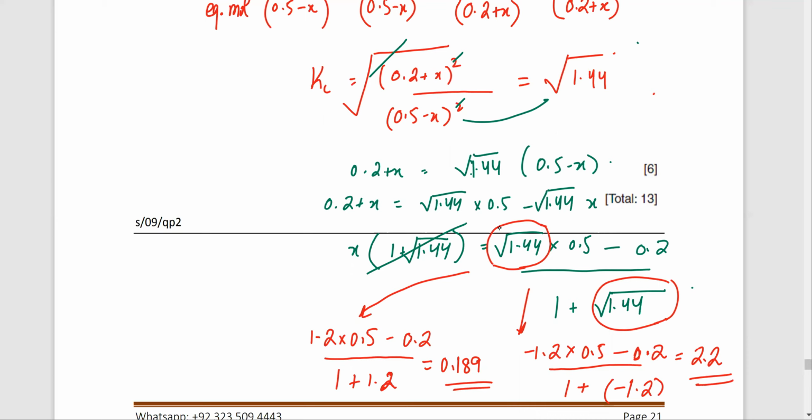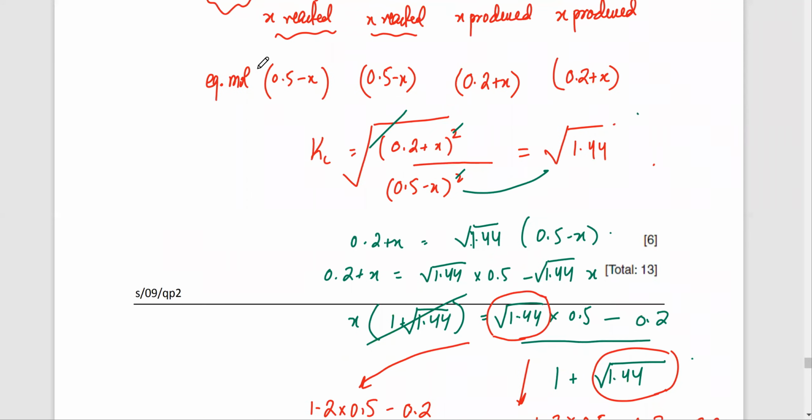I said now x has two values. One is 0.189, the other one is 2.2. What you're going to do now is only one of them is the correct value. Make sure that the equilibrium moles can never be negative. I mean, negative moles don't make any sense. You either have no moles, that's zero, or you have something. There is no such thing as negative moles.